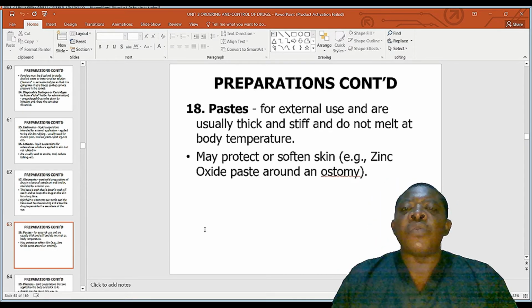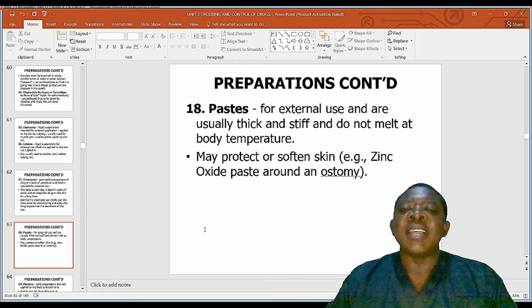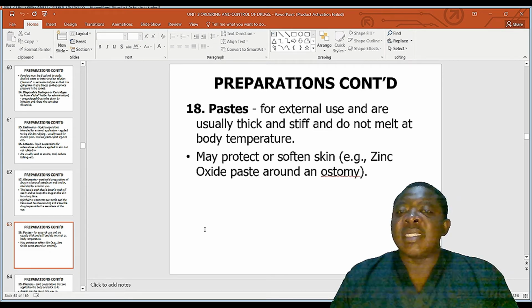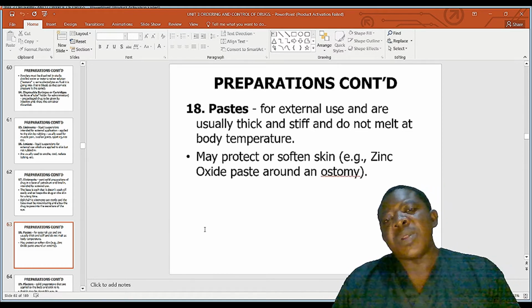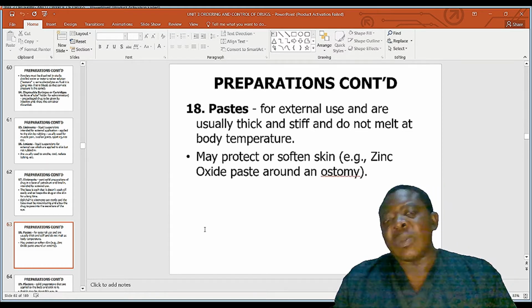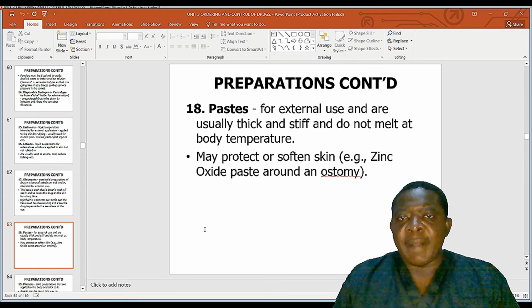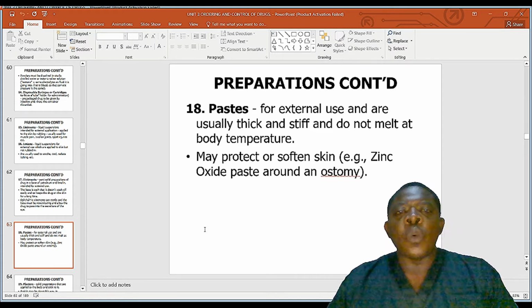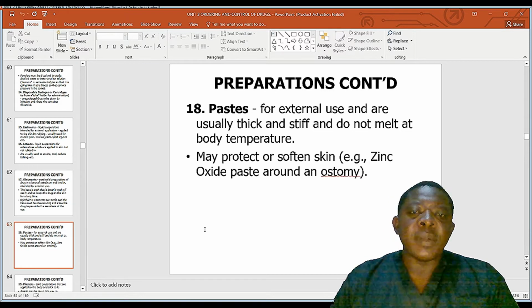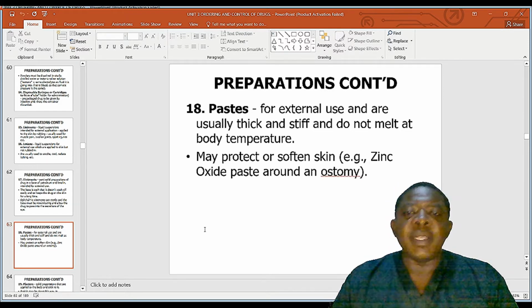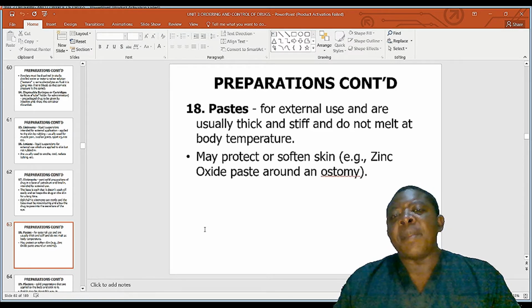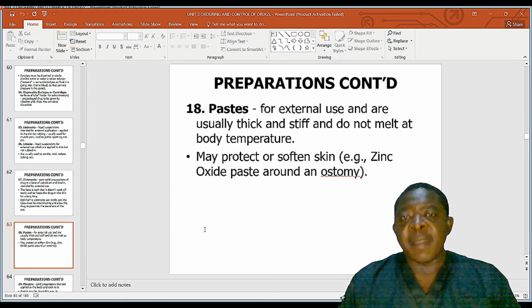Pastes are for external use and usually thick and stiff and do not melt at body temperature. When you talk of toothpaste, that does not melt at body temperature. So we have drugs that are available in paste form. They may protect or soften skin, for instance, zinc oxide paste, which can be applied around an ostomy.